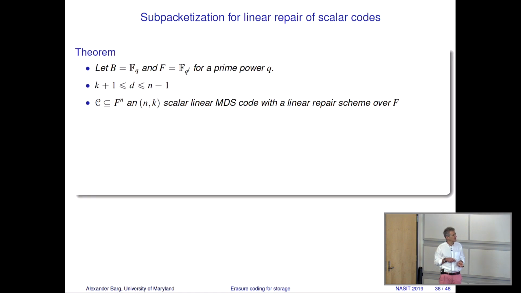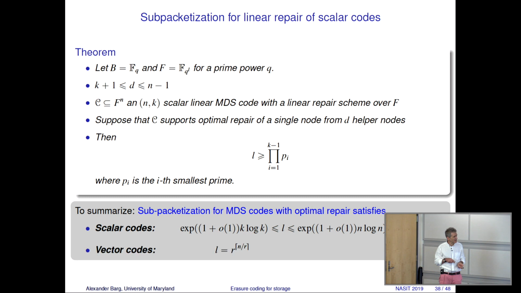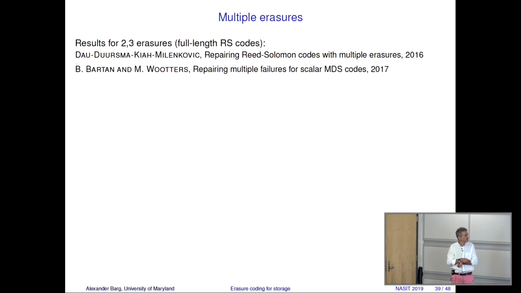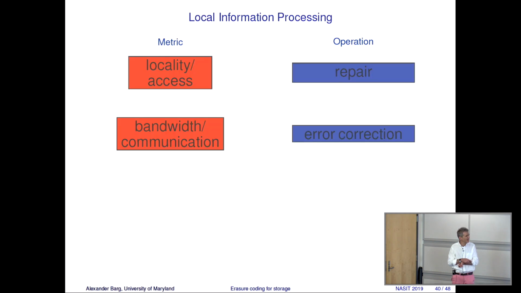I will skip the multiple repair part. This is possible. Let us look at this bottom part of the slide. For vector codes, optimal sub-packetization is ℓ to the power n divided by r. For scalar codes, sub-packetization for optimal repair is doubly exponential. So this is what we pay for doing scalar compared to doing vector repair. All right? Multiple erasures, well, there is more on multiple erasures, but never mind that.